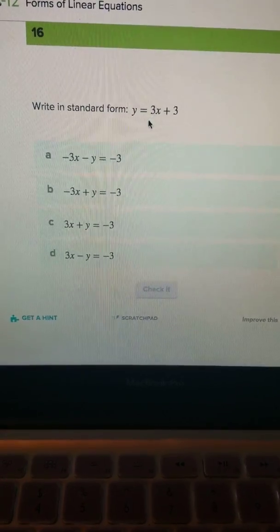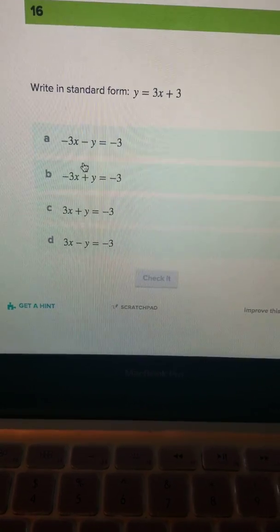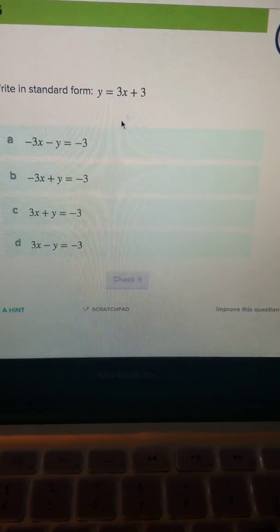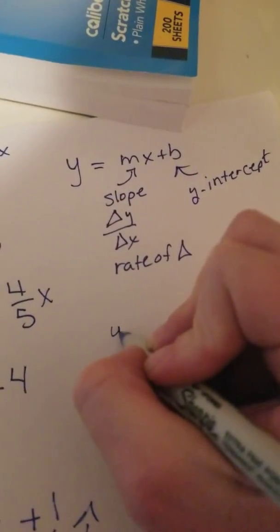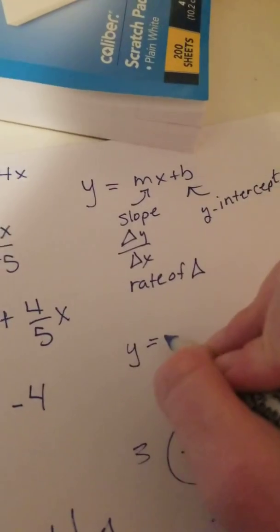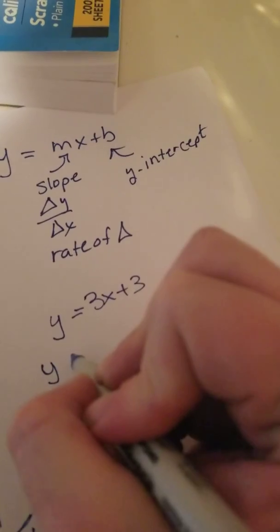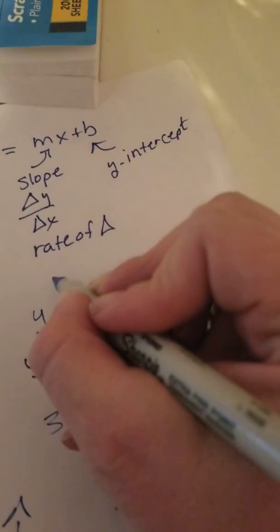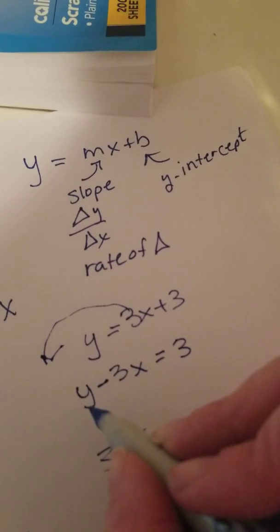Okay, we got to get that 3x over here. Minus 3x. So y minus 3x would equal 3. Darn it. Okay. So, they gotta make it hard, huh? Now I know why you guys were struggling. Y equals 3x plus 3. Y minus 3x equals 3. Because I brought that 3x over here to the side. But that wasn't any of our answers.